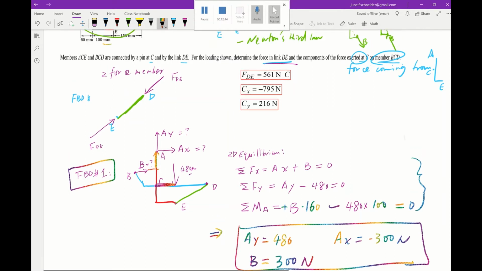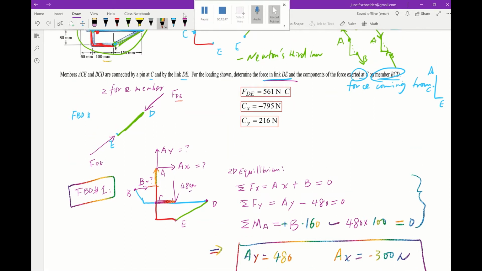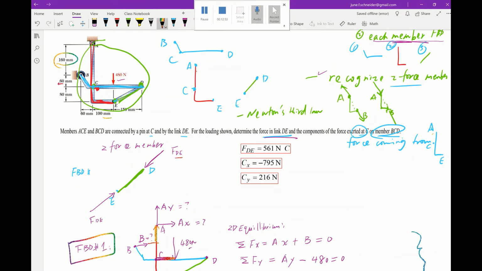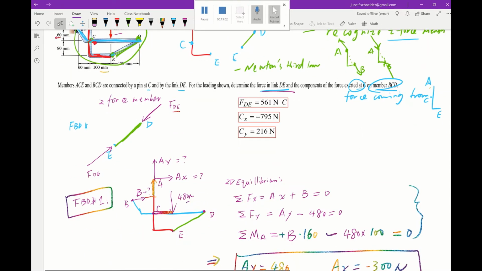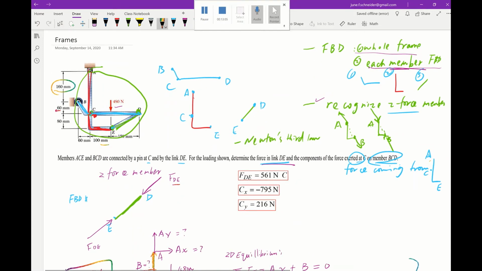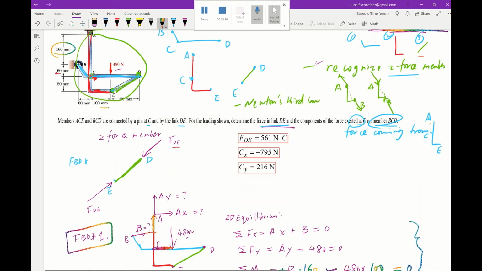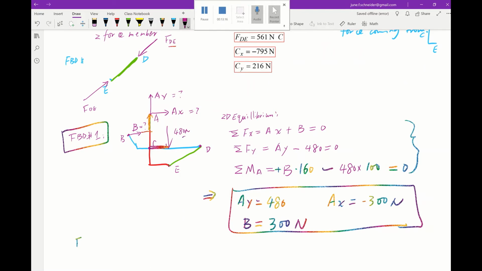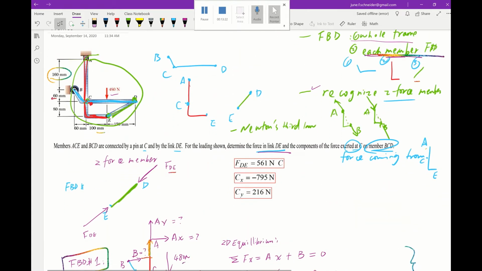But remember, keep in mind, what do we need to solve? We need to solve FDE. We also need to find out the force the ACE member applies to the BCD member at pin C. So basically we need to find the internal reaction there at C. So what do we really need to do? We need to look at each member. We already did one, that two-force member DE. Now let's go ahead and look at the remaining members. So if we look at FBD number 2, let's think about it. Here you really can do either one.